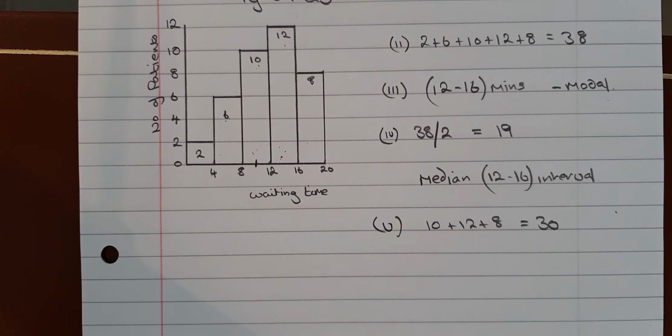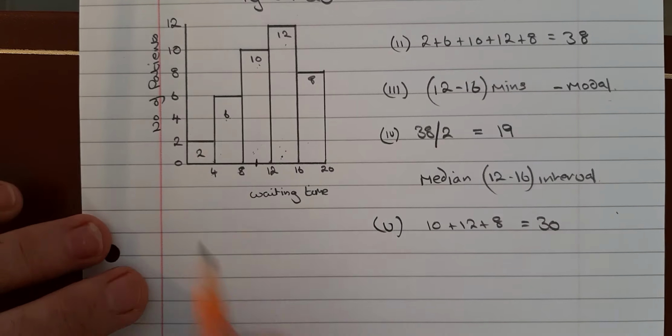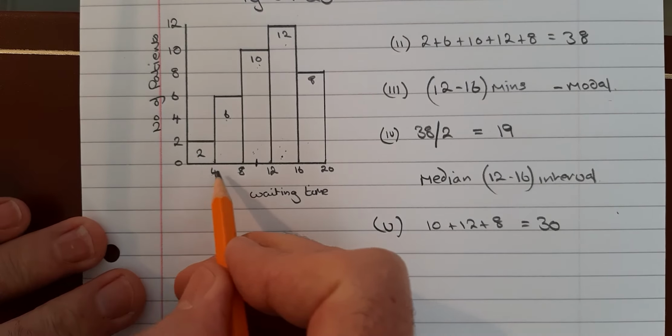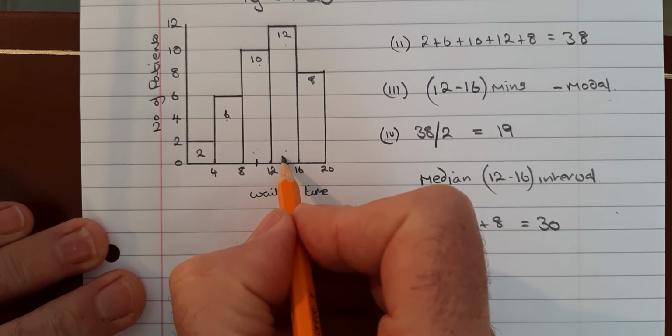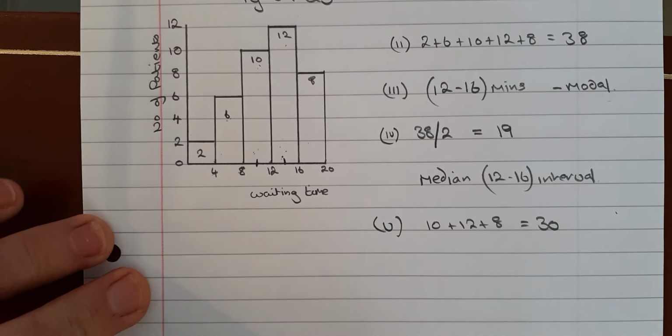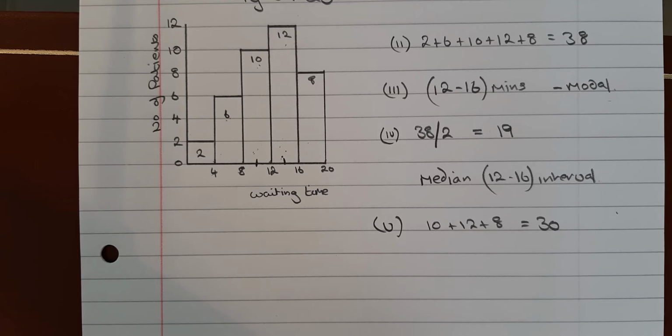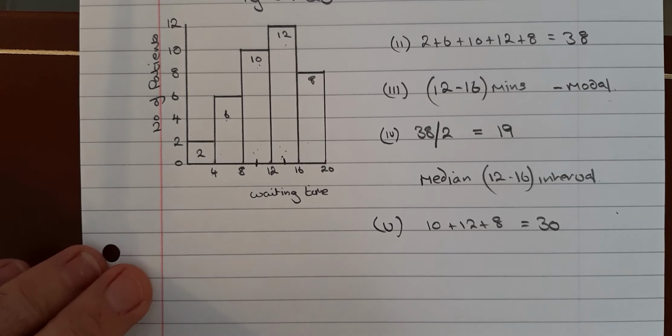Let's move this up. And part 6, what is the least number of patients who could have waited longer than 14 minutes? So going across on our waiting time again, our 14th is here, halfway between the 12 and the 16. So the least number of patients.